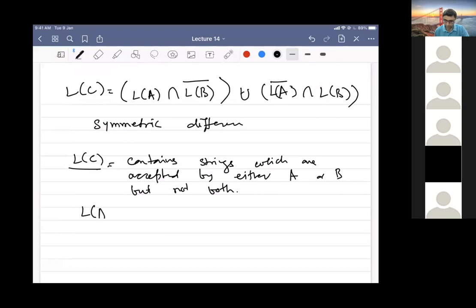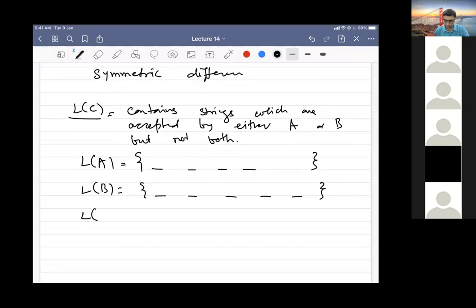So see, L of A is a set that contains many strings, right? L of B is a set that contains many strings. So we construct L of C. C is some other machine. We do not know what that machine is, but the language of that machine contains all those things which are either in this one or in this one, but not in both. If something is here as well as here, we just exclude it. If something is here but not here, then we include it. Something is here but not here, we include it.